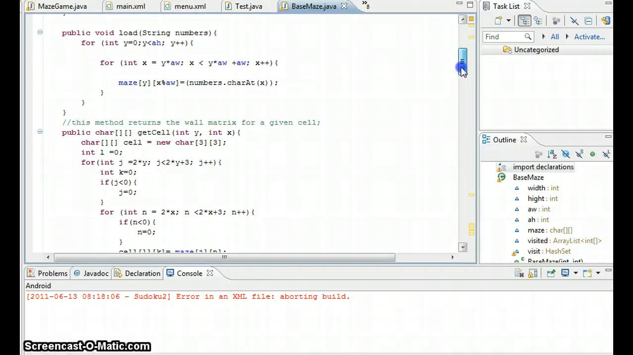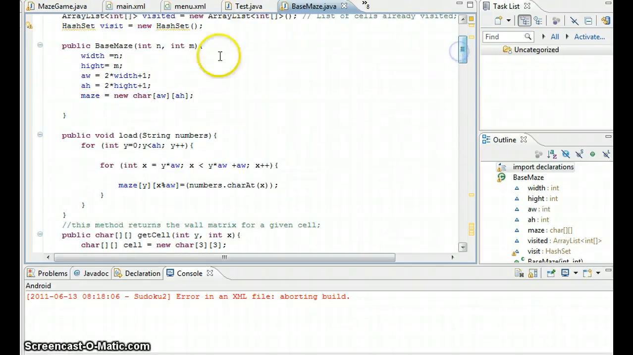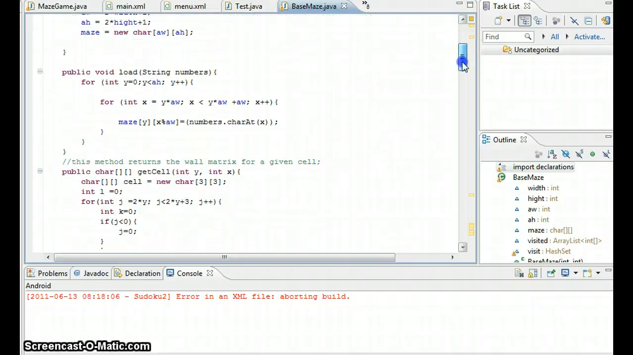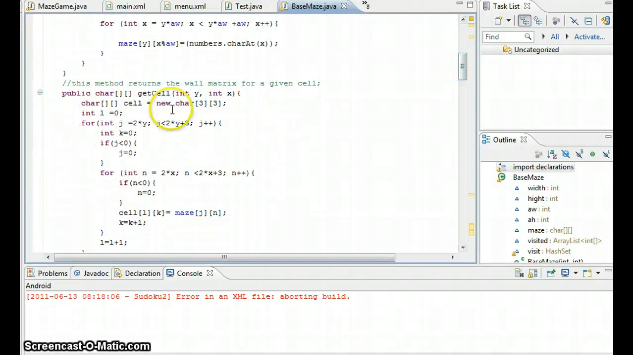Here, this is a method to load the maze, so it creates that matrix of the ones and zeros using the width and height of the maze that we created here. Oh, here. I just pointed with my finger. That's not helpful.